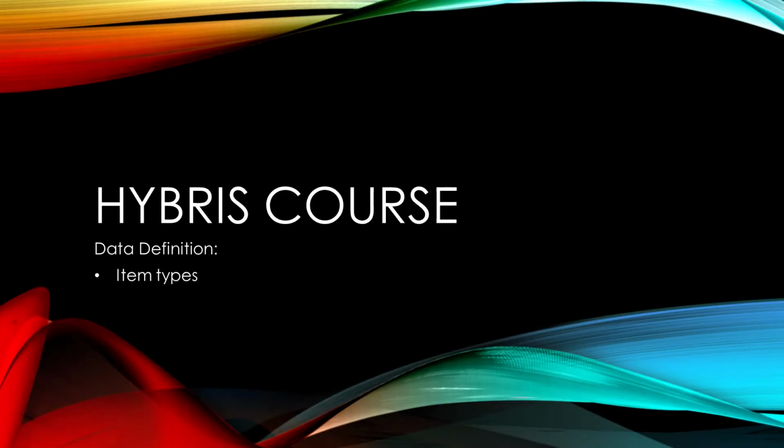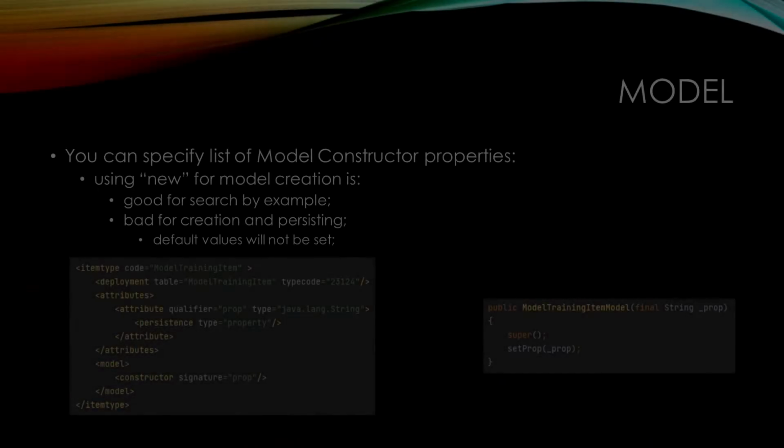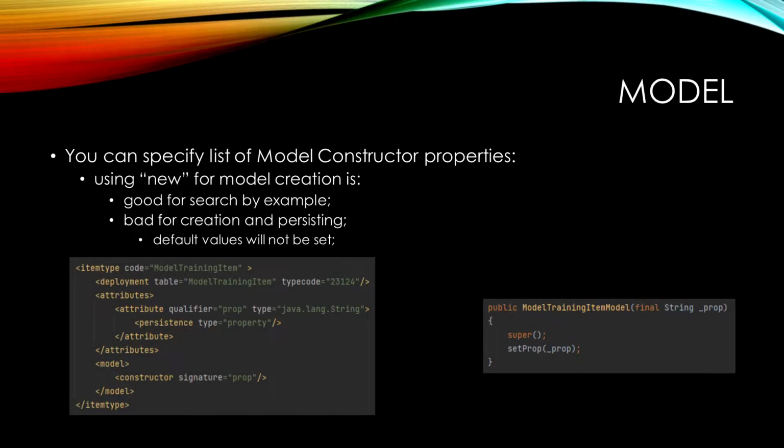Data definition. Item types. With the model tag, you can generate a constructor with custom properties. Keep in mind that new objects are created using model service, so constructor is rarely used.